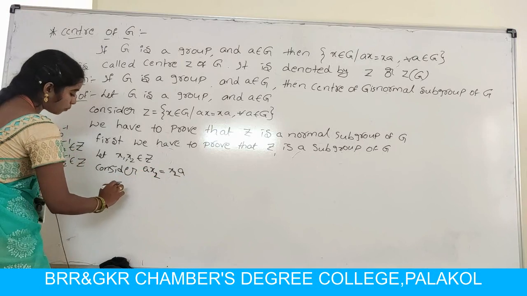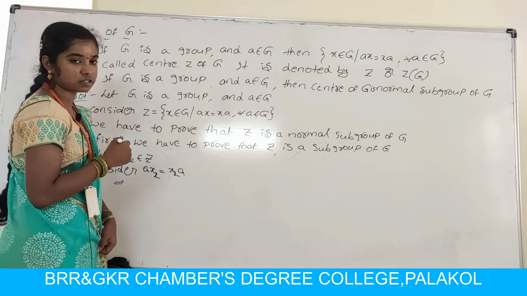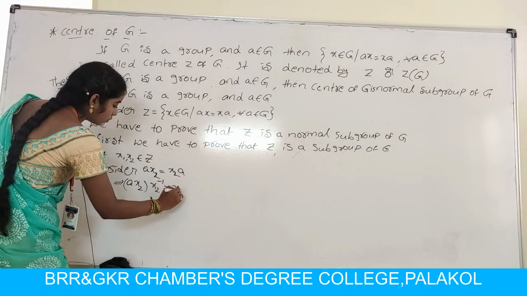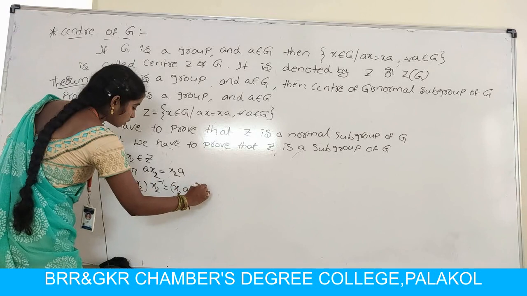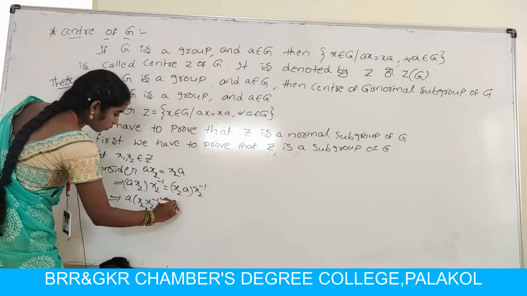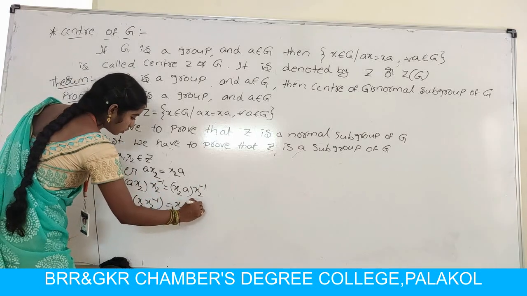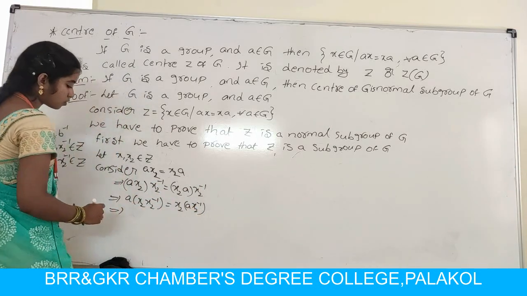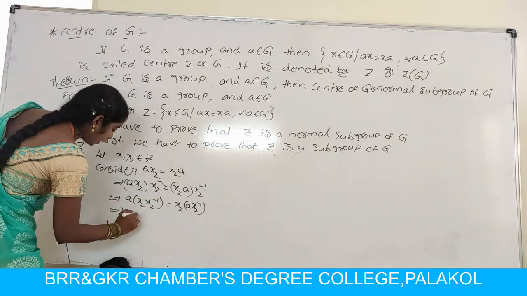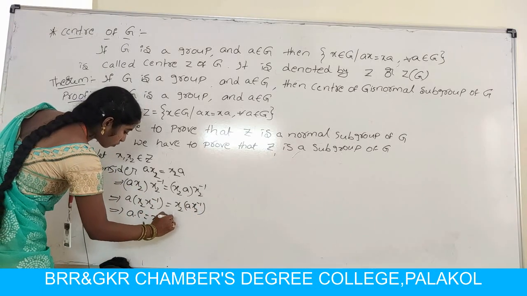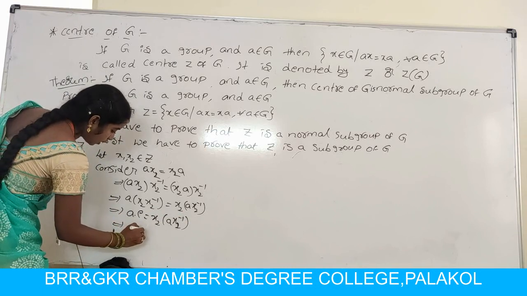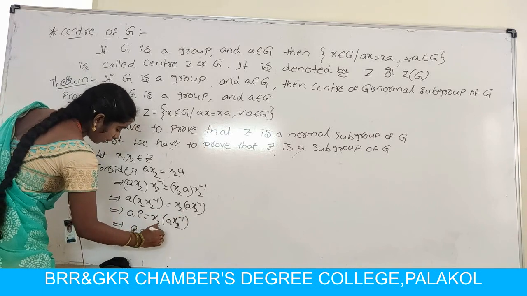So multiply both sides on the right by x2 inverse. So Ax2 into x2 inverse equals x2A into x2 inverse. Changing the brackets, A into x2 x2 inverse equals x2 A x2 inverse. Already we know that x2 into x2 inverse value is E. So A into E equals x2 A x2 inverse. A into E is the identity element, so A equals x2 A x2 inverse.